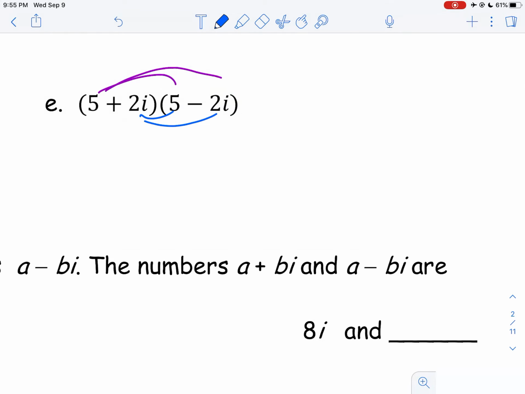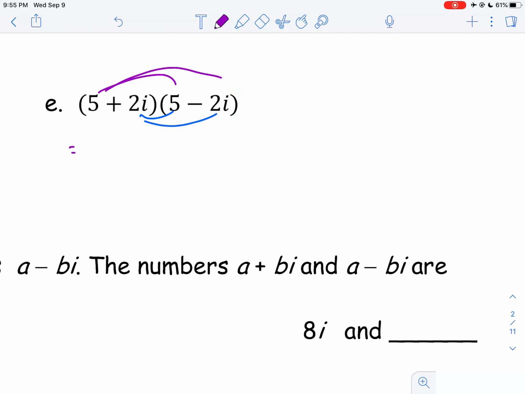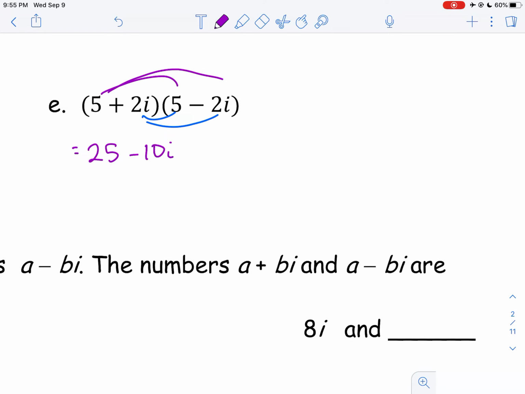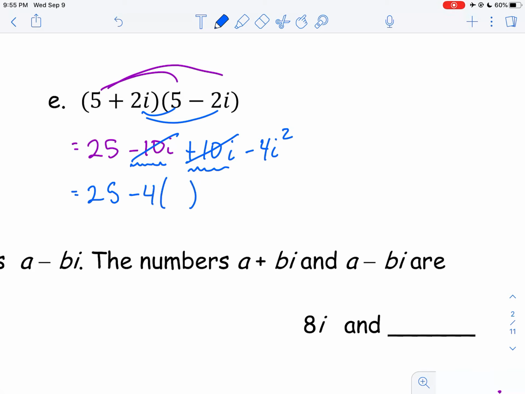Distribute the 5. Distribute the 2i. This is kind of cool. If you watch, you see 5 times 5 is 25. 5 times negative 2i gives me the negative 10i. And then 2i times 5 gives me positive 10i. And 2i times negative 2i gives me negative 4i squared. You'll notice these like terms here are opposites. Negative 10 plus 10 gives me 0. I'm left with 25 minus 4 times i squared.